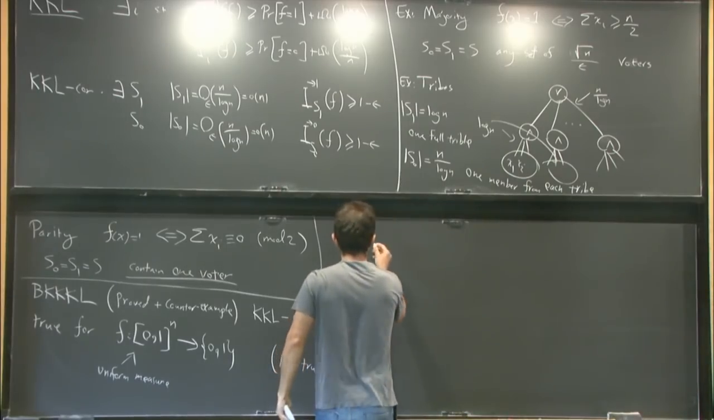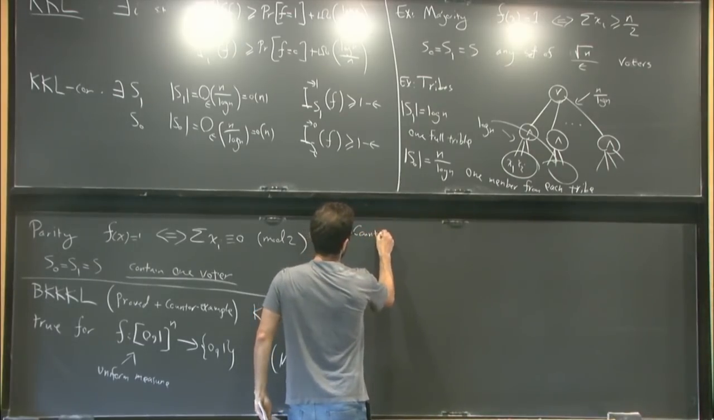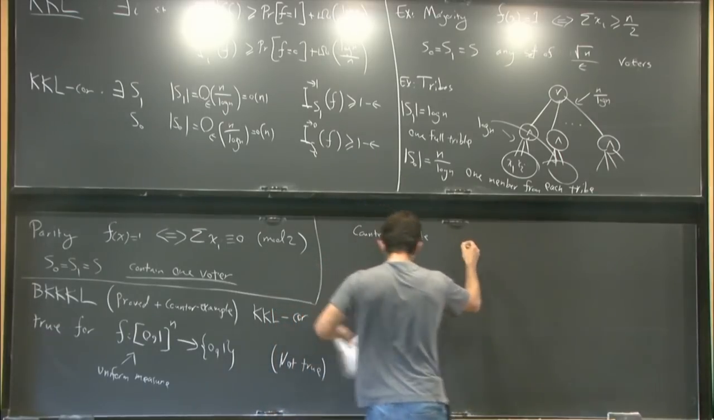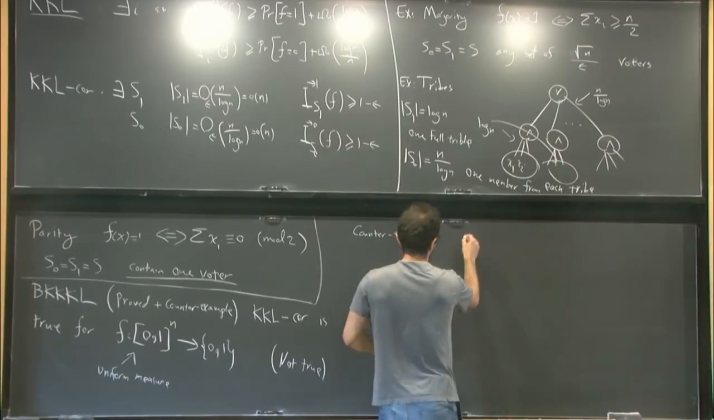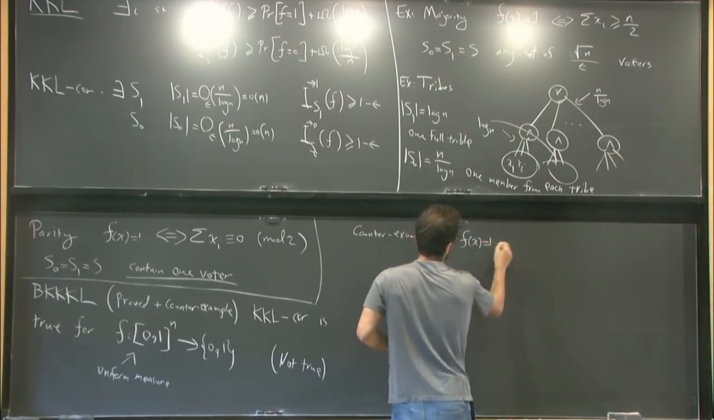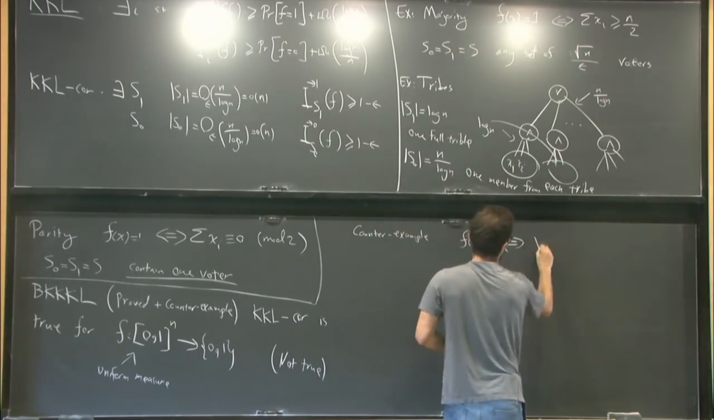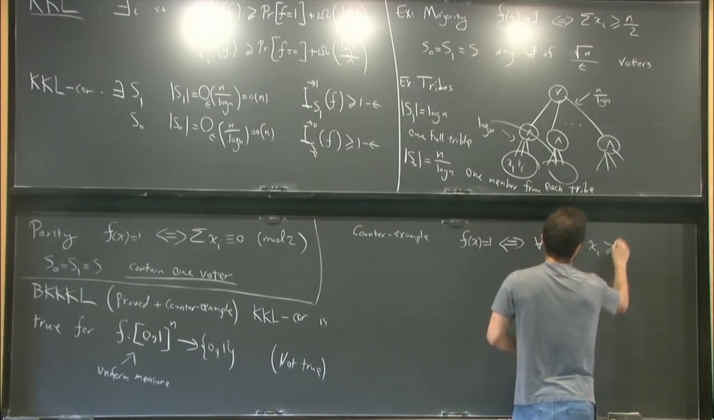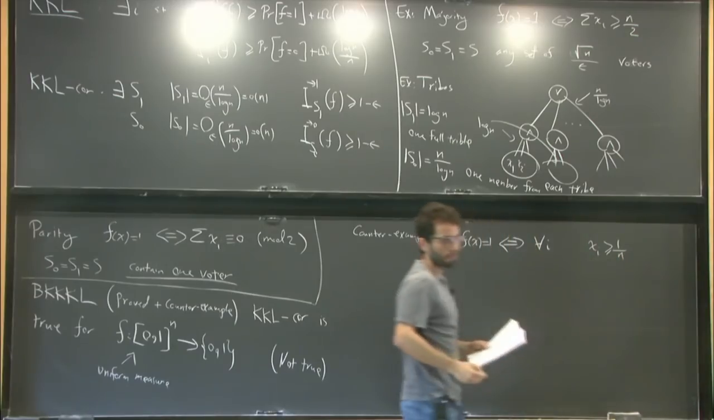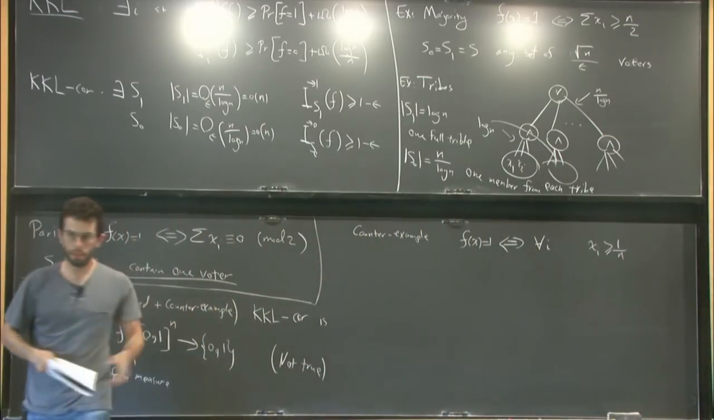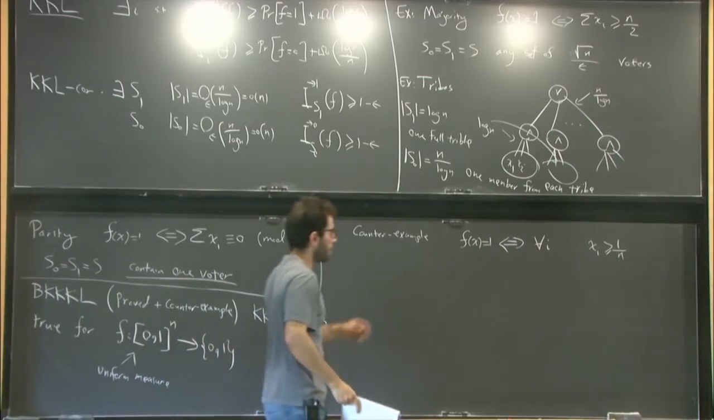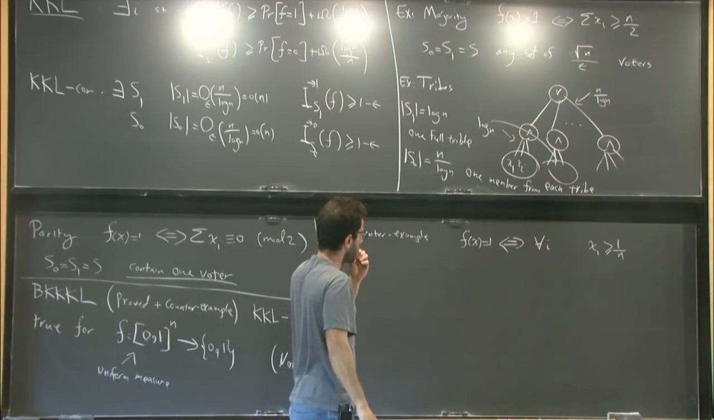It's fairly simple. The counterexample is, we can say f of x is 1 if and only if for every i, xi is at least 1 over n. So it's like this, and, version, 1 minus 1 over n. I think 1 over n. Whatever. You want it balanced.